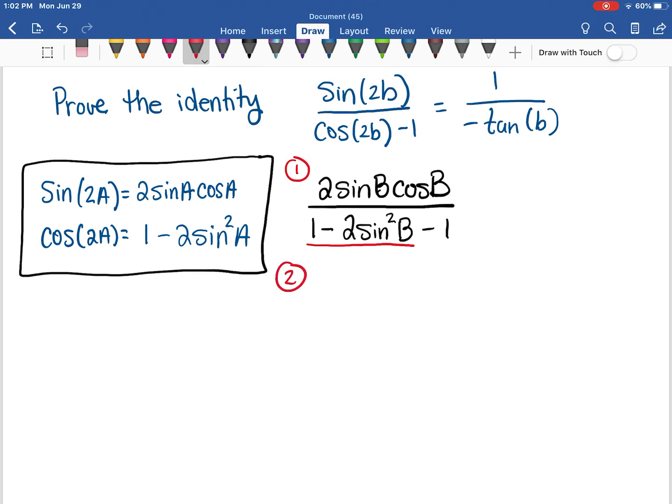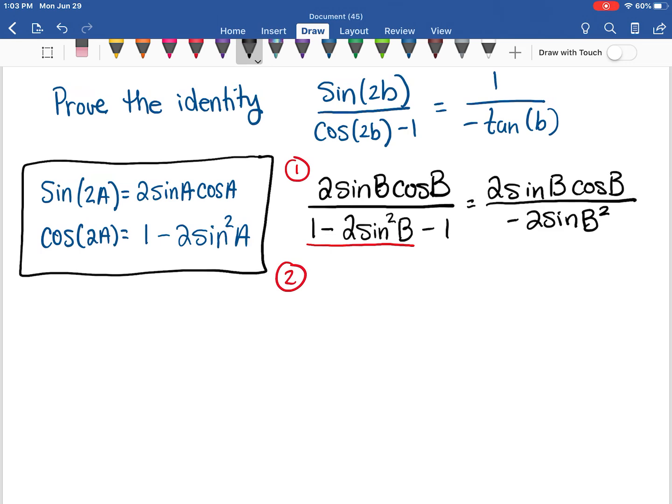Okay, the second step, I'm going to combine the 1 and the minus 1, and that's going to give me a 0, right? A 1 and a minus 1. So what's left is 2 sine b cosine b over, when I combine those, negative 2 sine b squared. So in my next step, I'm going to divide on the top and the bottom. I'm going to take out a sine b.